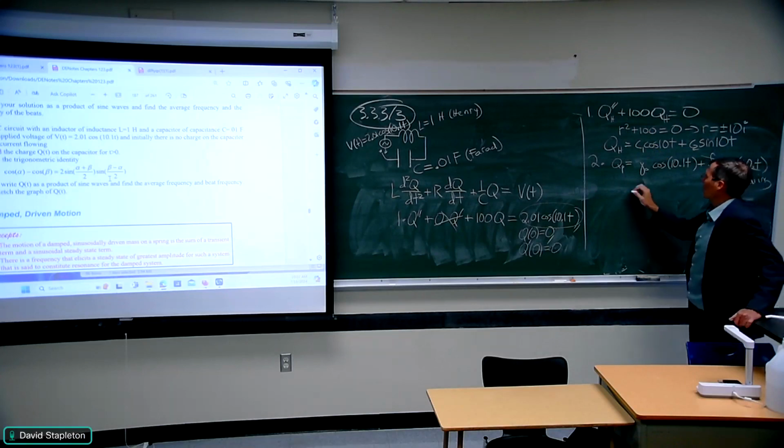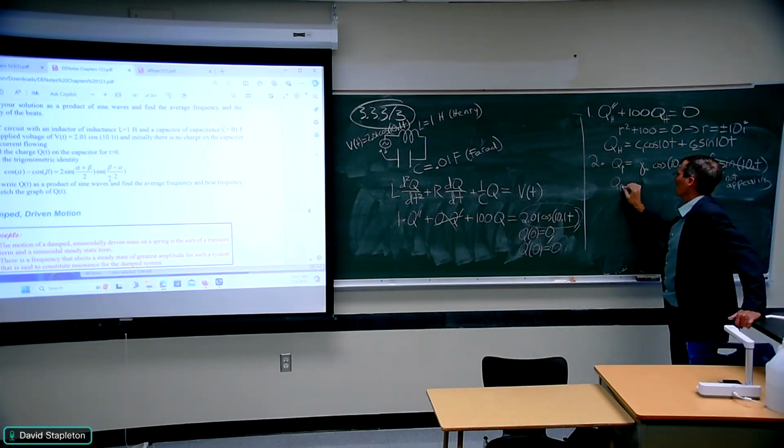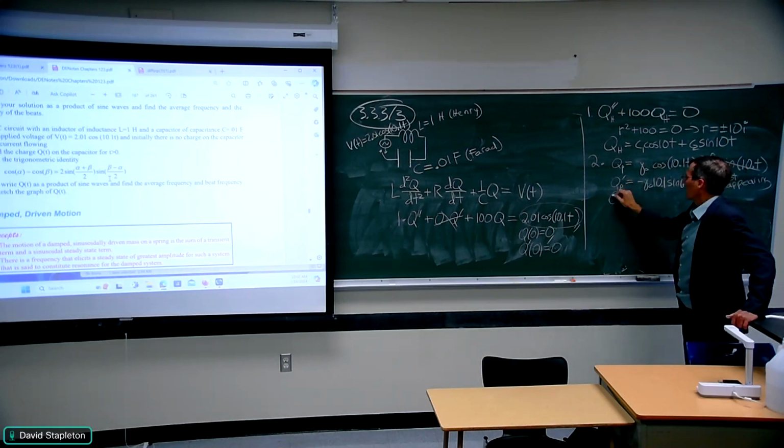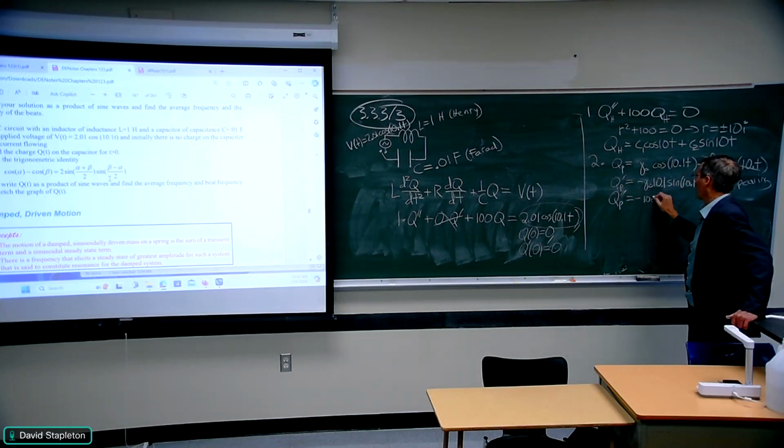Right? Now, if Qp, the particular solution, is that, then its derivative is gamma 0 times minus 10.1 sine 10.1t. And the second derivative will be the derivative of that, which is minus 100 gamma 0 cosine 10.1t. Right.